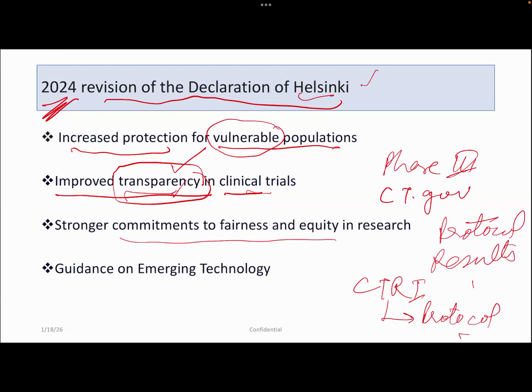A strong commitment to fairness and equity in research. It's not like you do research on the poor and give the benefit to everyone. And more important, inclusion of AI and modern technology. How are they implementing this? They are saying that if you are using AI, you can use it, but you have to declare it. Second, there were still sites that used to do paperwork. They said no, computerize the system, because they know that if you are using technology, it's easy to catch. So these are the emphases in the revision.